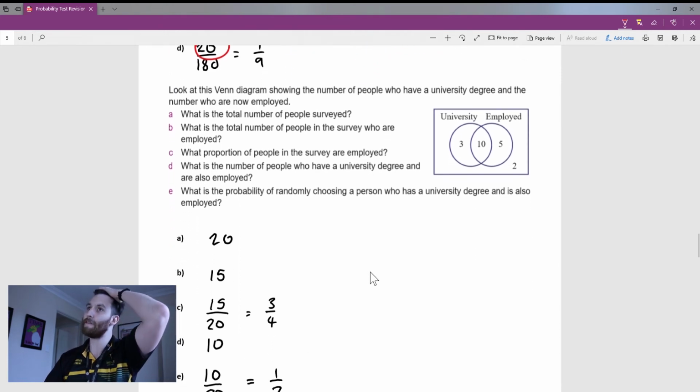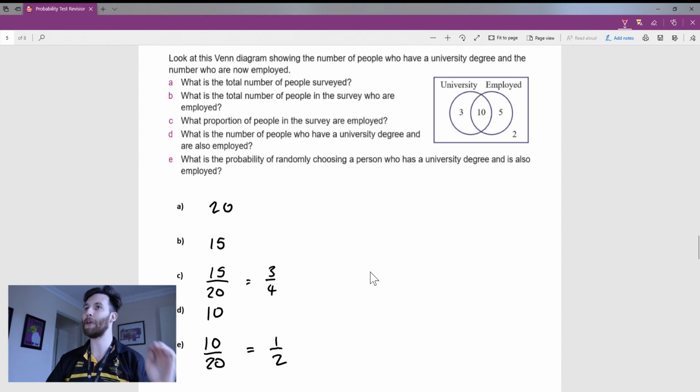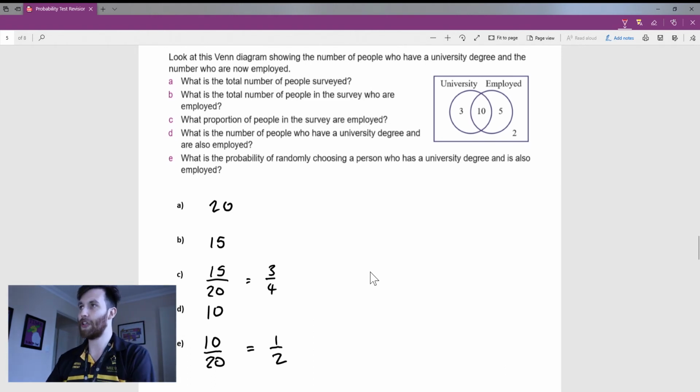Okay, moving on to the Venn diagram. That shows the number of people who have a university degree and the number who are now employed. So the total number of people surveyed, you add each element in there together. So you've got 3 plus 10 plus 5 plus 2, which gives you 20.